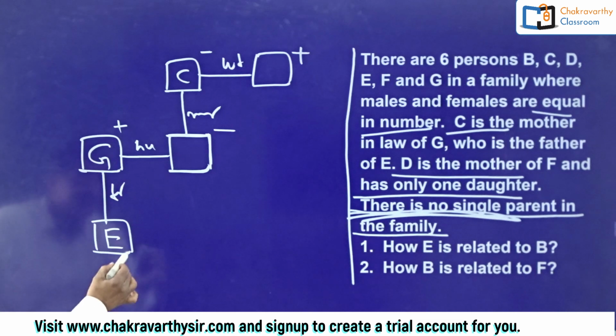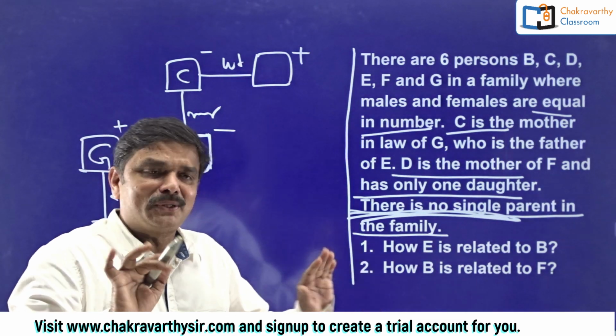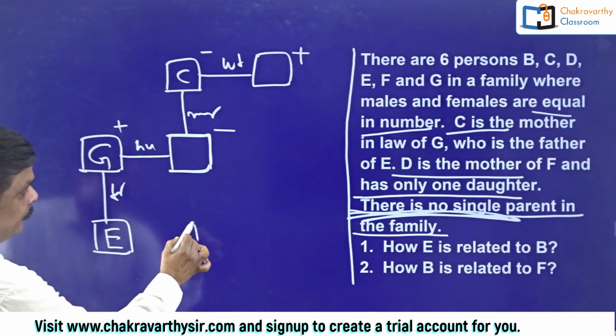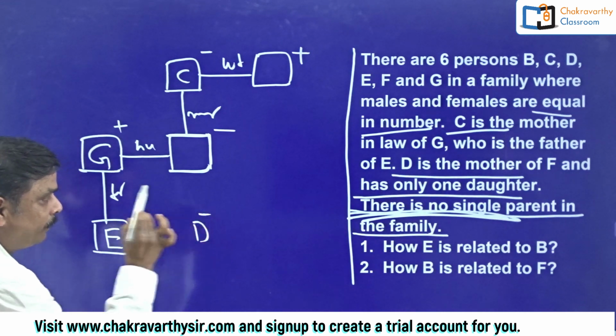Even I can't keep D in the bottom generation also. Why that is so? Simple, students. If I keep D here, D is mother. This is just for our understanding. D is mother, female.